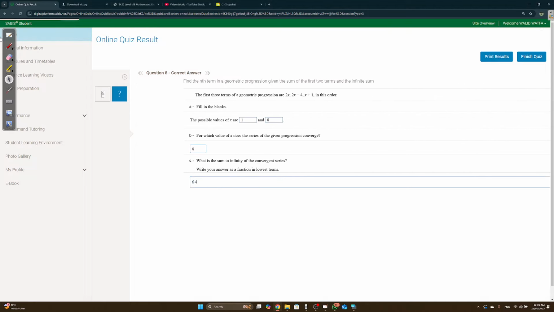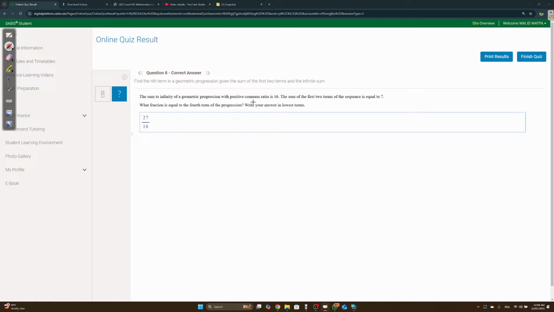Question 8. The sum to infinity of a geometric progression with positive common ratio is 16. The sum of the first two terms is equal to 7. What fraction is equal to the fourth term of the progression? Again, another question where you need to use equations.